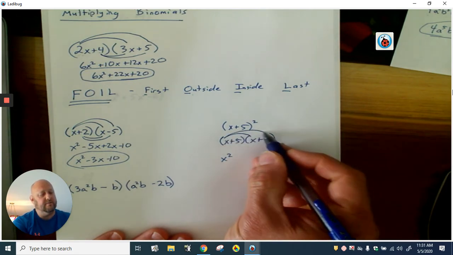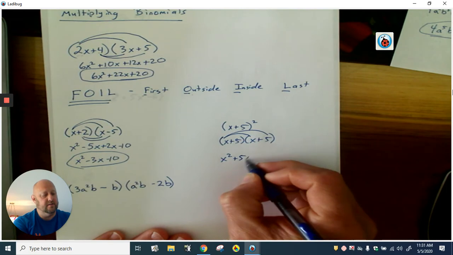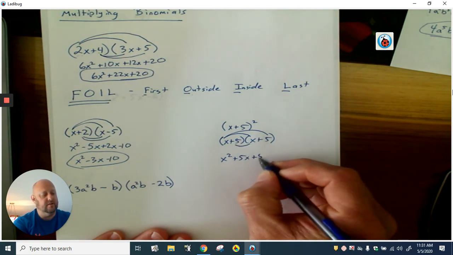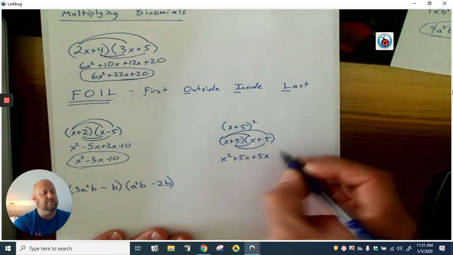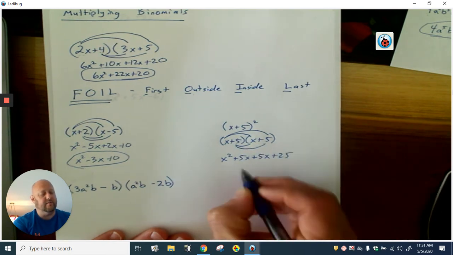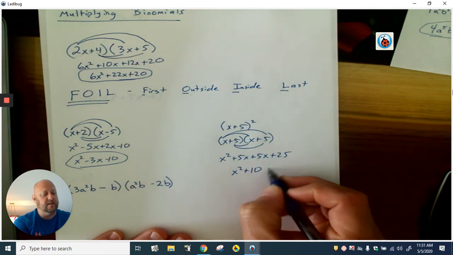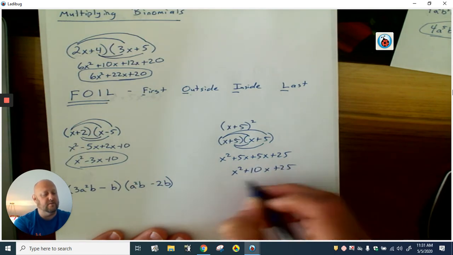The x times the 5 makes a 5x. Then we have another 5x with our inside numbers. And then our last numbers makes 25. So our final answer, when we combine like terms here, would be x squared plus 10x plus 25. Okay?